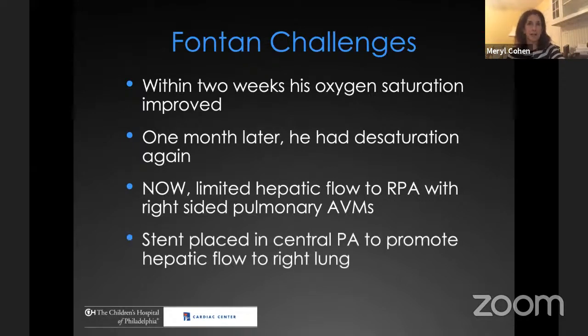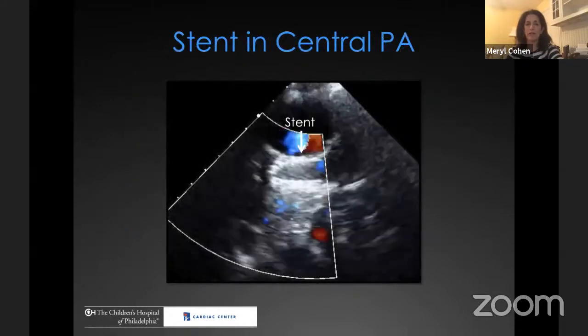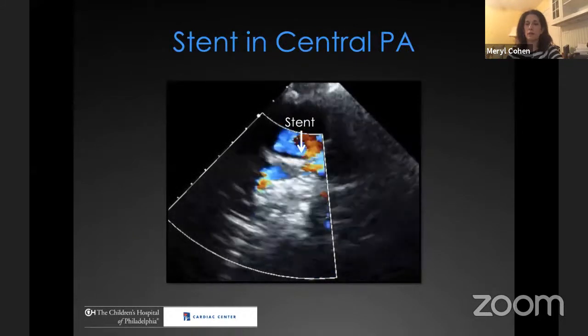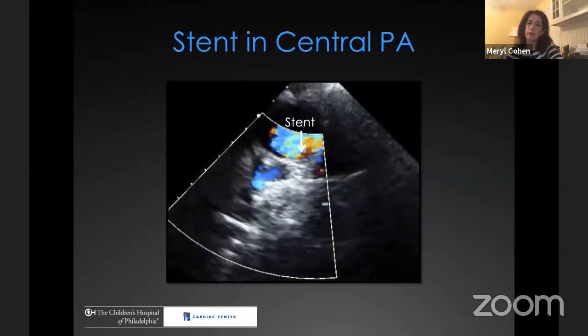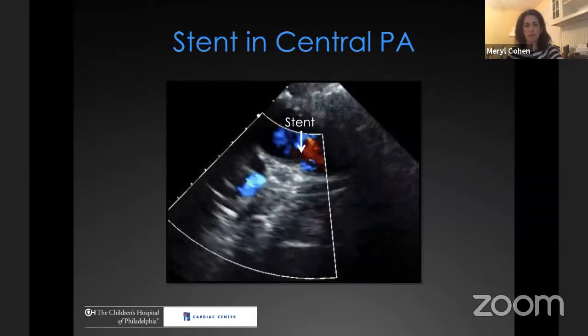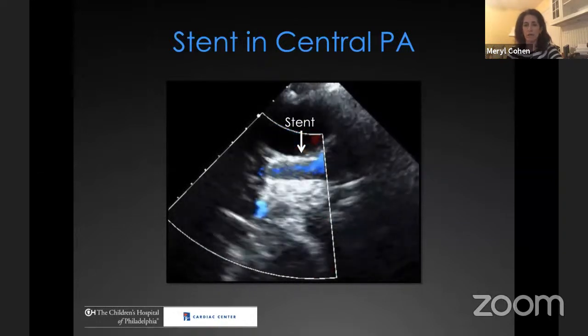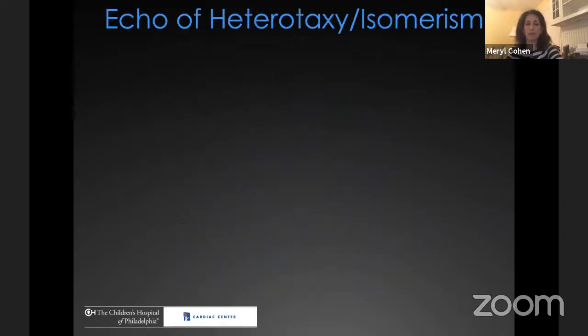Then we realized that because he had bilateral superior vena cava and bilateral bidirectional Glenns, his central pulmonary artery had gotten quite small, so there was very little cross circulation between the branch pulmonary arteries. So we decided to place a stent in his central PA to promote that flow. Here is that stent placed between both vena cava, and the right-sided pulmonary AVMs went away after this procedure. He's now 18 and doing quite well, and they have not recurred.